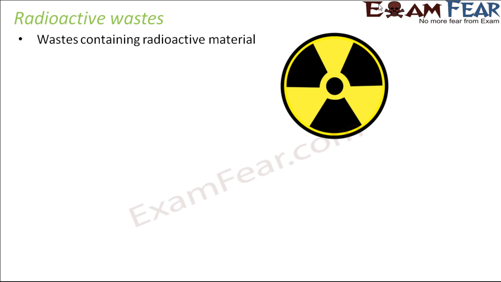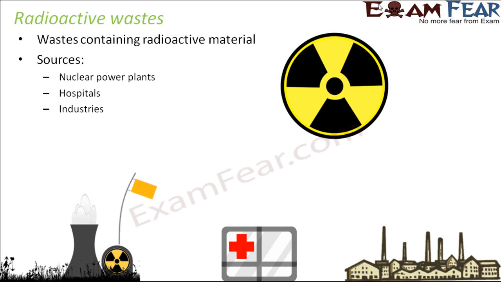Now I will not get into the detail of radioactivity, but these are the wastes which contain any radioactive material. Now, from where do we get such radioactive wastes? One of the major sources is the nuclear power plant. The reason being, the main fuel used in the nuclear power plant is uranium, and uranium is radioactive in nature. So obviously the wastes coming out of this power plant will contain traces of uranium. So they are radioactive wastes.